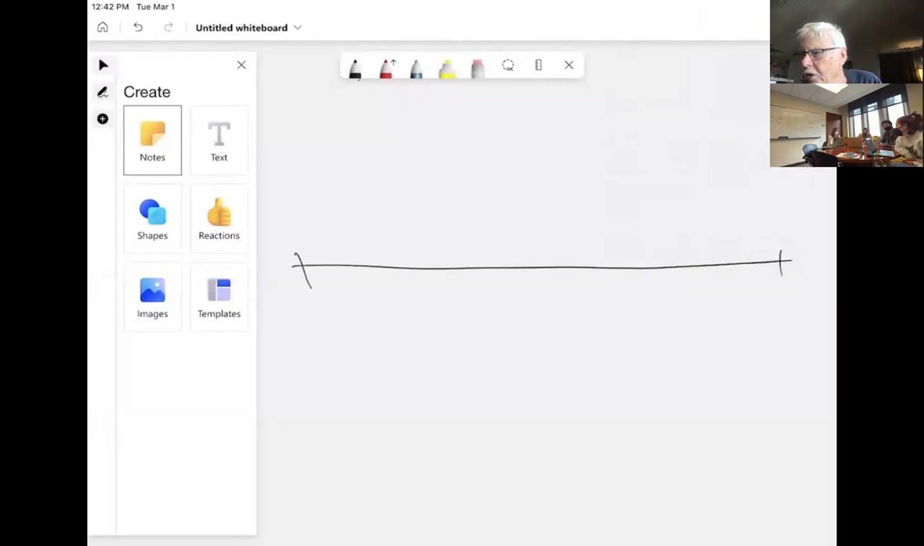So here's zero, here's one. Are you seeing anything, Luke? Yes. Okay. So here we have I0, I1, I2, and I3. There they are. And you want to take a point somewhere in the middle here.